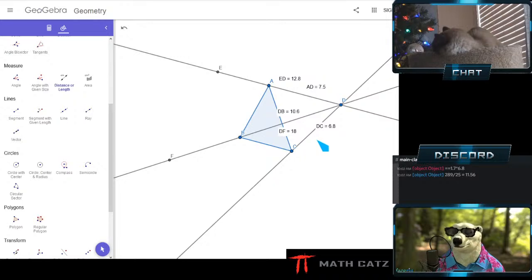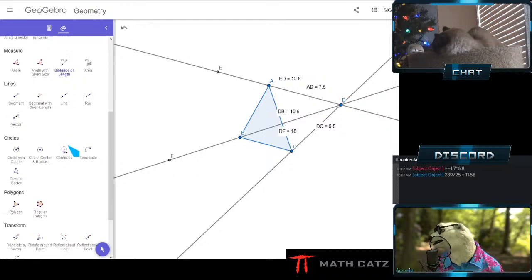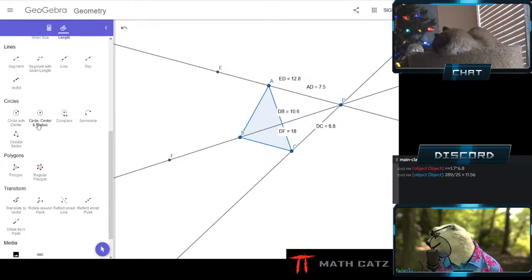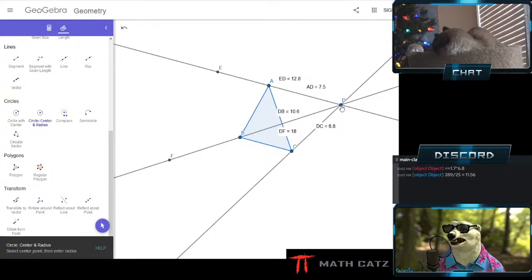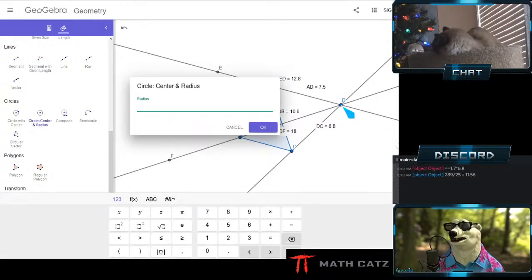Then I get 11.56. So I need to measure from D a distance 11.56. I can do that with my circle that needs the center and a radius. I want the center to be D because it's called the center for that reason. I want radius 11.56.